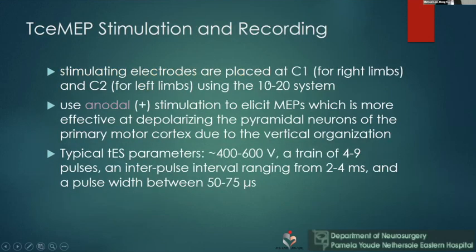Using the 10-20 system, we know that for the limbs, we should stimulate at C1 and C2. And we use anodal stimulation. We will trigger the depolarization of the pyramidal neurons of the primary motor cortex due to vertical organization. So there's a preferential stimulation of the corticospinal tract. And these are the typical parameters.